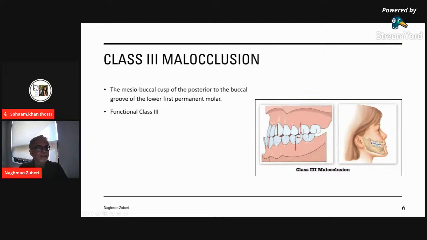Class 3 malocclusion is when the mesiobuccal cusp of the upper first permanent molar is posterior to the buccal groove of the lower first permanent molar, like this. Well, at times, because of some premature contacts and other occlusal developmental problems, there can be hyperpropulsion of the lower jaw, because teeth cannot stay in an inclined or cuspal relationship. They need a cusp-fossa relationship for stabilization. So in that attempt, the lower jaw moves forward, and it will be a pseudo class 3 or functional class 3. We also call it functional anterior crossbite.